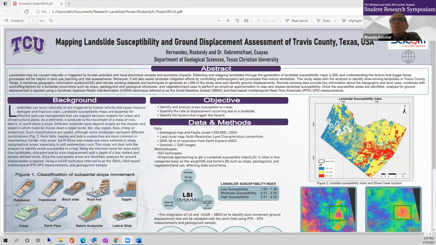It is 12:47, so in my time, 2:47. And I want to introduce our next speaker. It's Rose Betty Hernandez, and please correct my mispronunciations. I didn't get that right. But the title of the presentation is Mapping Landslide Susceptibility and Ground Displacement Assessment of Travis County, Texas, USA.